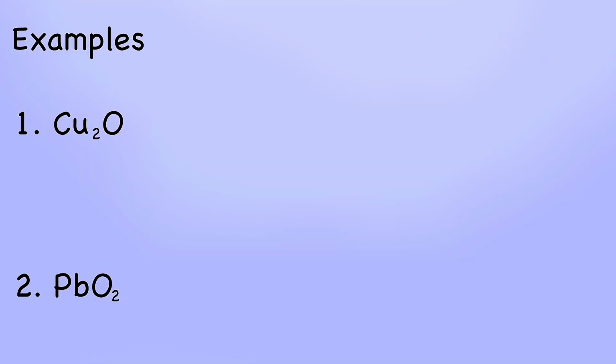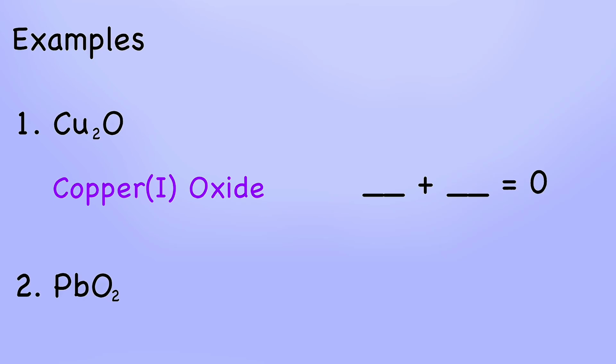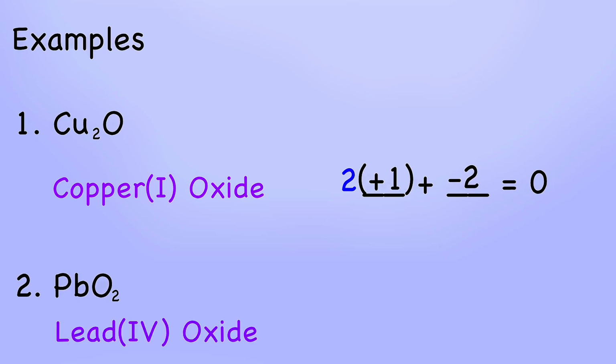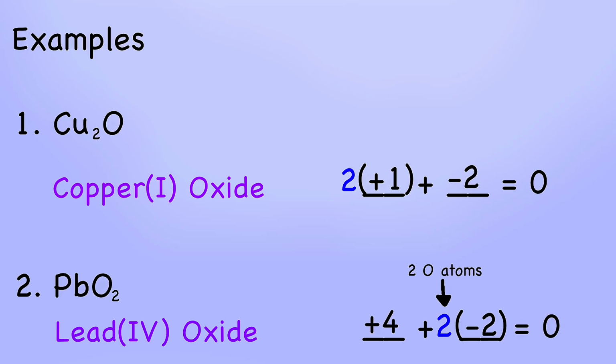The first answer should be copper(I) oxide. Oxygen has a charge of -2. To balance it out, the 2 copper atoms must split a +2 charge, meaning that each copper ion has a +1 charge. The second answer should be lead(IV) oxide. Each of the 2 oxygen atoms has a -2 charge. 2 times -2 is -4, so the 2 oxygen atoms carry a -4 charge. For the charges to cancel out, lead must have a +4 charge because 4 plus -4 is equal to 0.